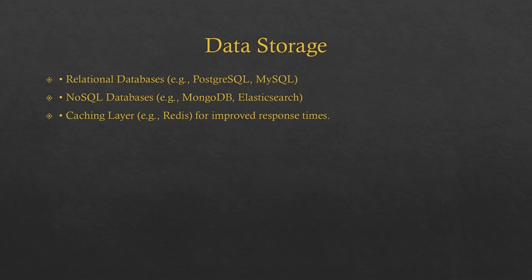In terms of data storage, we need to decide on the appropriate technologies for different use cases. Relational databases like PostgreSQL or MySQL are good choices for structured data, while NoSQL databases like MongoDB or Elasticsearch are better suited for unstructured data or large-scale searches. We can also integrate a caching layer using Redis to enhance performance by reducing latency in data retrieval.